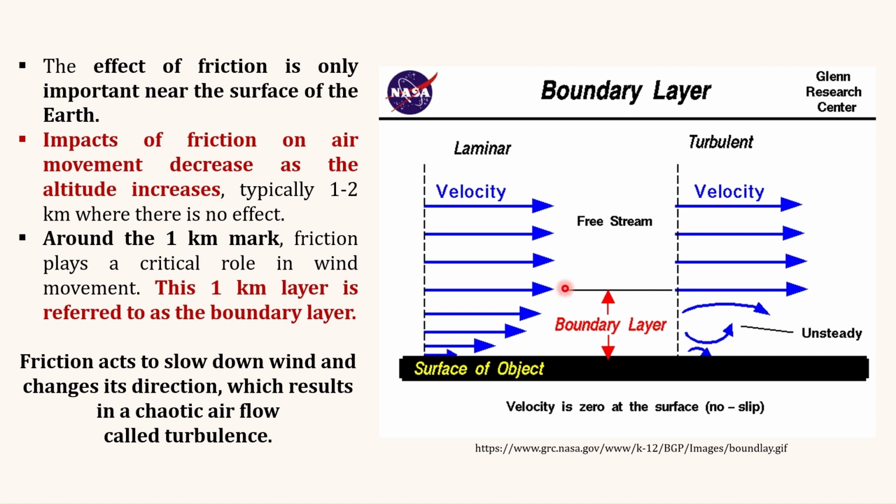In the altitude ranging from 1 to 2 kilometers above the earth's surface, there is no effect of friction on the wind, and within 1 kilometer in the atmosphere from the earth's surface, friction plays a critical role in the wind movement. So this 1 kilometer layer is referred to as the boundary layer. Within this boundary layer, friction acts to slow down wind and changes its direction, which results in chaotic airflow that is known as turbulence.